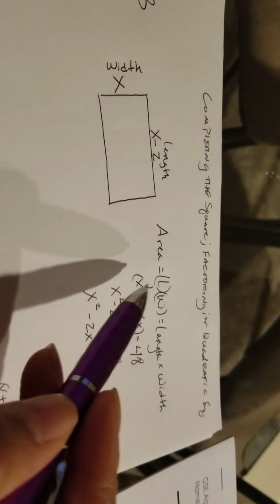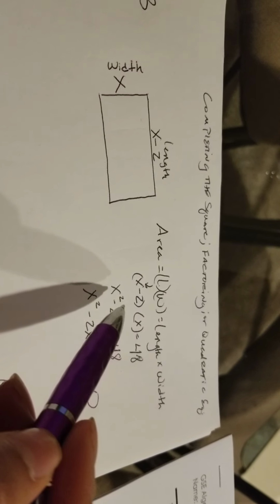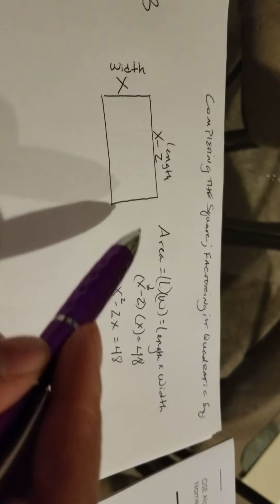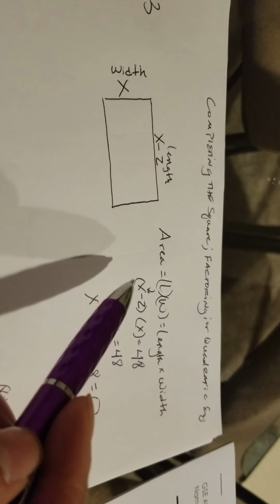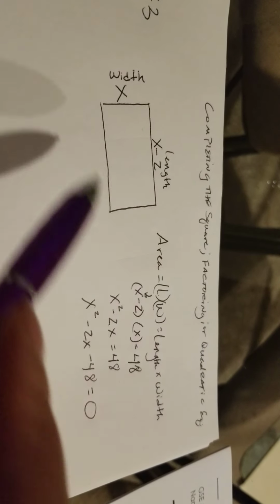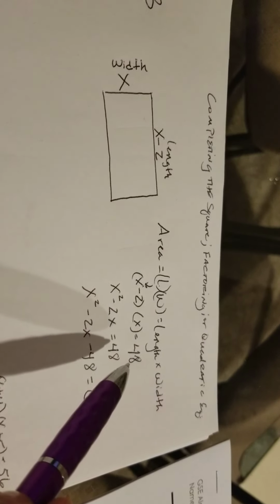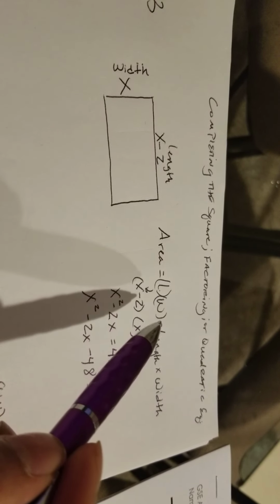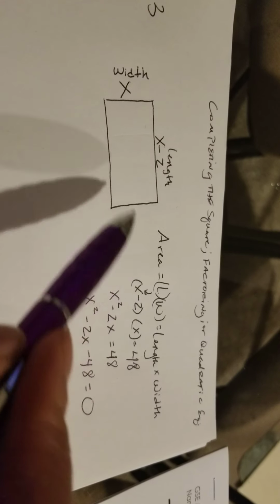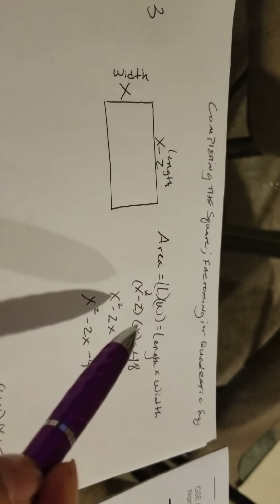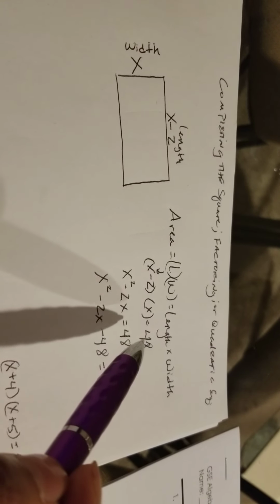So we know the area is equal to length times width. If the length is X minus 2, I put that in parentheses. So you have X minus 2, and then your width is X. So that's times X is equal to 48. So again, it's length times width is the area. The length is X minus 2, our width is X, and our area is 48.